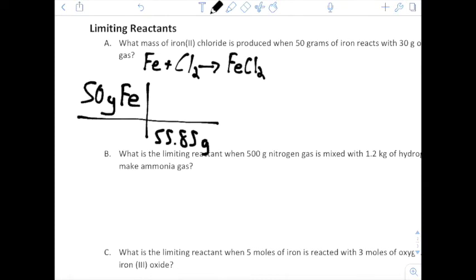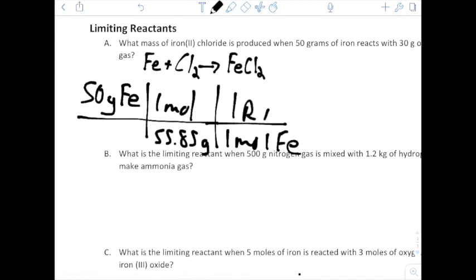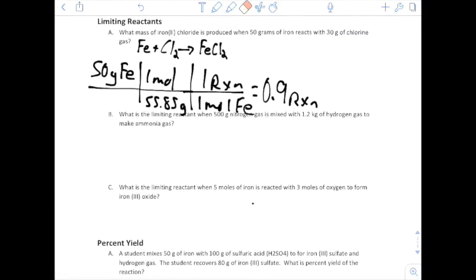And so it's 1 mole. And then within one reaction, you have 1 mole. So what's the coefficient in front of iron? 1. So 1 mole of iron in 1 reaction. And so when we do this, we can produce 0.9 reactions from that iron. So now we have to compare it to our 30 grams of chlorine.